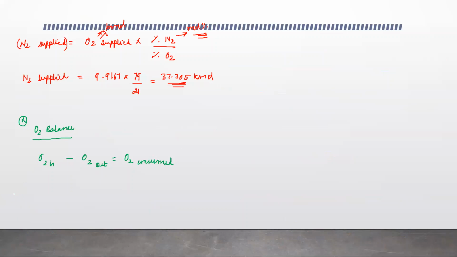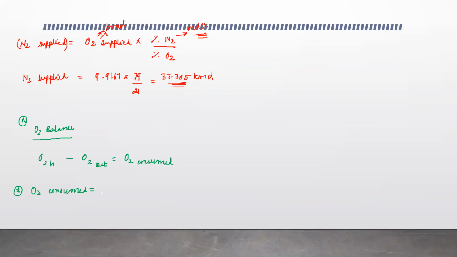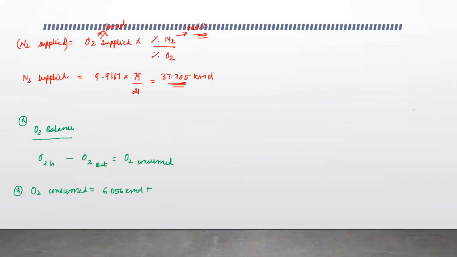So again, this information we get from our stoichiometry. So oxygen consumed is basically oxygen consumed in the first reaction, that is 72.675 by 12 kilomoles. So that is equal to 6.056. Plus oxygen consumed in the second reaction, that is 3.825 by 12 into 1 by 2. So that is 0.319 by 2, which is approximately 0.16 kilomoles, right? So it's 0.16 kilomoles.